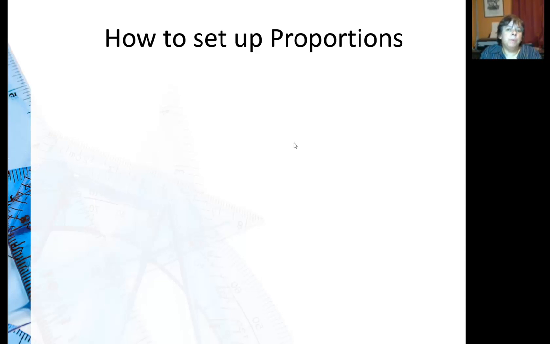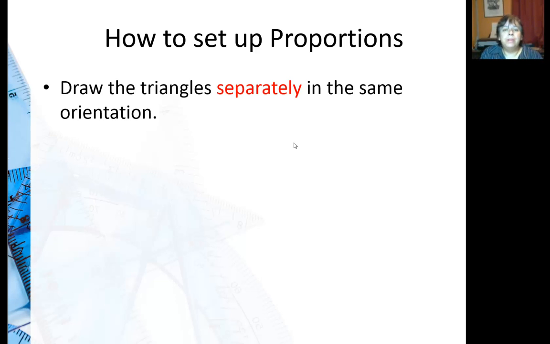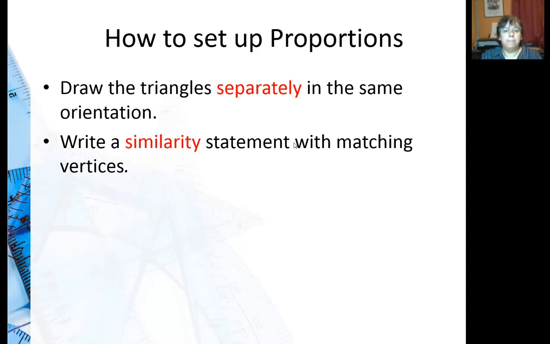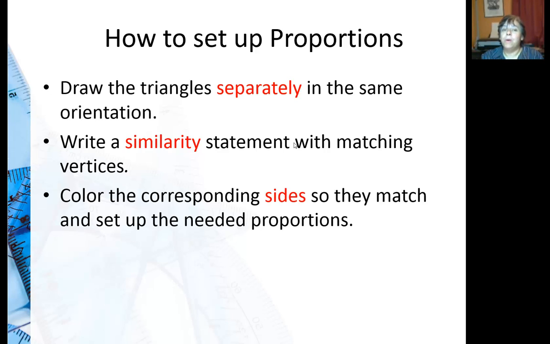Now, how do we set up proportions for these? Draw the triangles separately in the same orientation. These will probably be the hardest similarity problems we give you. So you really want to take the time to draw all three triangles separately. Write a similarity statement with the matching vertices. So if you have to, color code your vertices in the three separate triangles. It's going to be very difficult if you try to do it all in that one picture. You'll probably get it wrong.